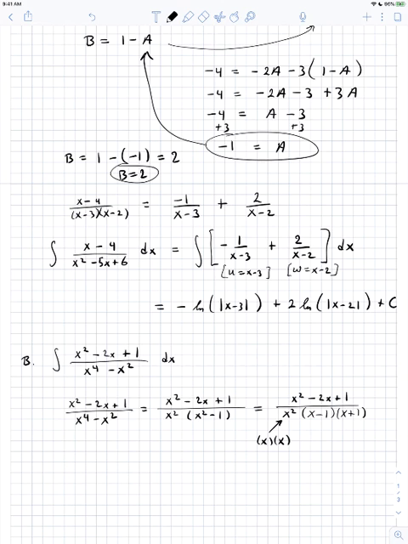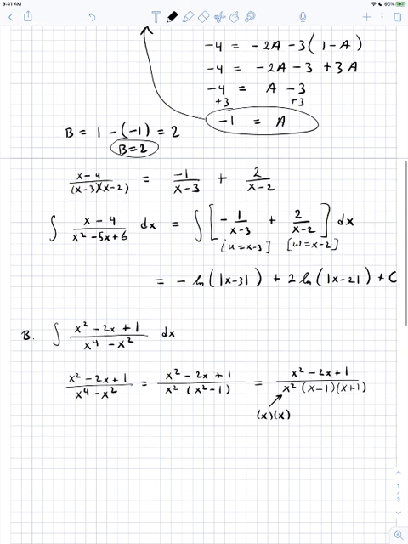This rational function is not in reduced terms, because if we factor the numerator, that's going to be x minus 1 times x minus 1. It's x minus 1 squared. And in the denominator, we're going to have x squared times x minus 1 times x plus 1. So you can see it's not reduced. The x minus 1 in the numerator and the denominator can cancel, and we just have x minus 1 over x squared times x plus 1.